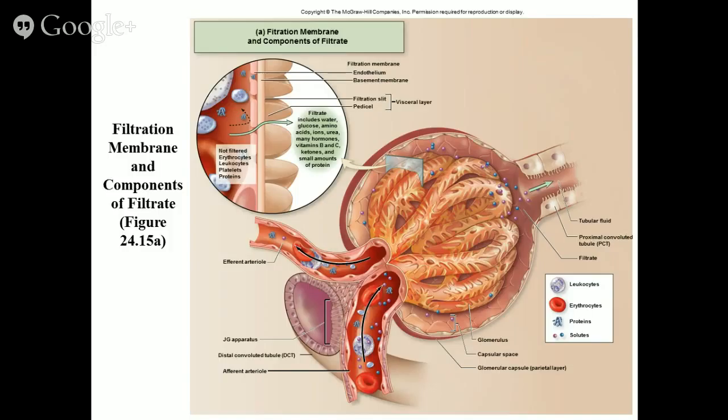So what's going to wind up happening is all of that stuff is going to make its way out of the glomerular capsule, out of the Bowman's capsule, out of this renal capsule, and into the tube, the rest of the nephron. And this first part is known as the proximal convoluted tubule. And so it's going to pass out.